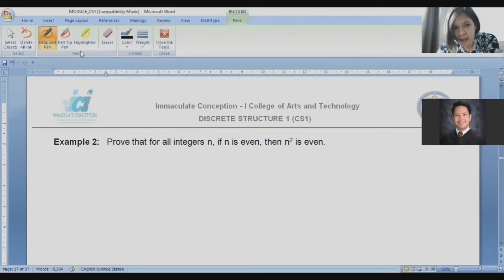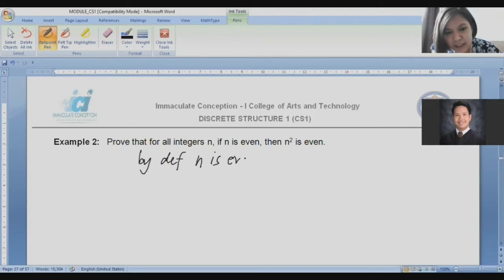Prove that for all integers n, if n is even, then n squared is even. Unlike number 1, where we had if n is odd, then n squared is odd, here it is even. So now, by definition, n is even, showing that n is equal to 2k.